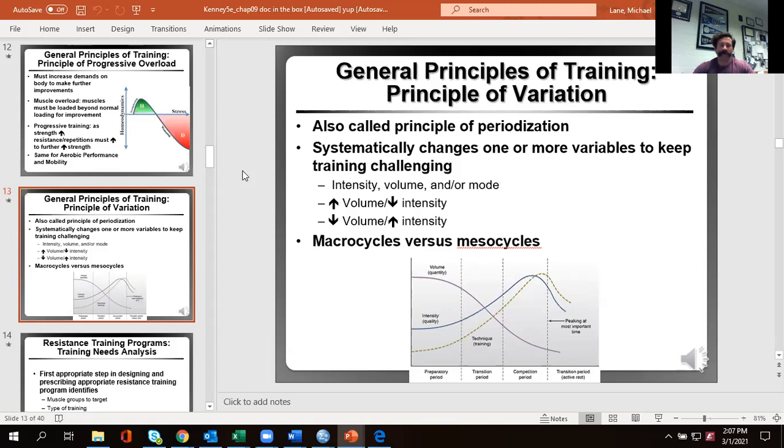So we want to have a certain amount of variety in our program, initially with a greater amount of overall volume, but a lower intensity, meaning lower effort overall, lower percentages of our max outputs on the lifting we're doing, on the running we're doing, et cetera. Then as we get closer to our competition, we're going to decrease our volume. So we're not going to be doing as many total sets and reps, not as many total miles, but we're doing them at a much higher intensity so that we can peak out and then effectively perform at a much higher level.